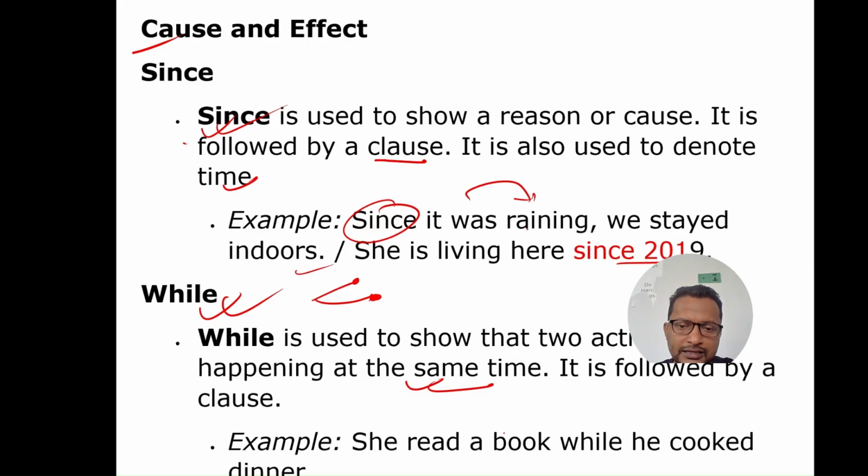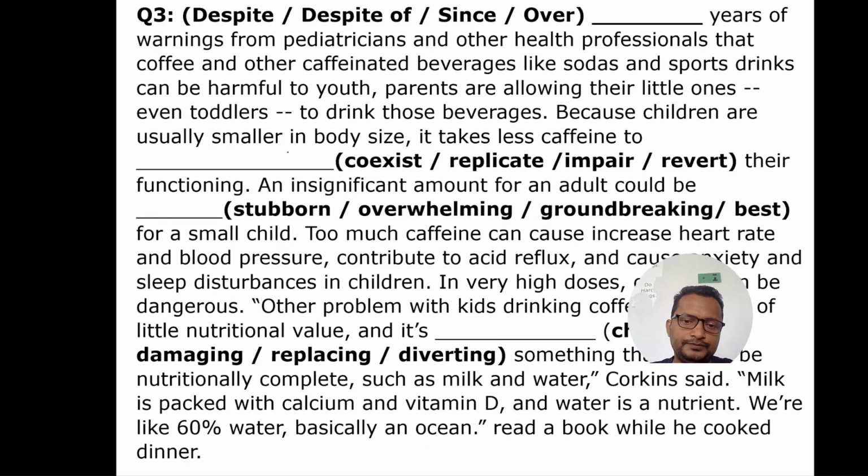So like, she read a book while she cooked dinner. I am learning PTE while I am listening to music, right? I am traveling while I am learning, while I am reading a novel. So if you are trying to show two actions happening at the same time, you use while. Now I will give you 2 minutes for you to solve this.